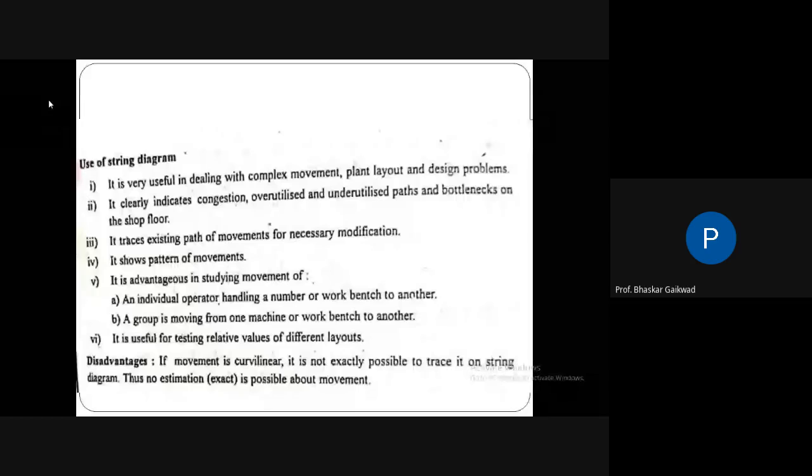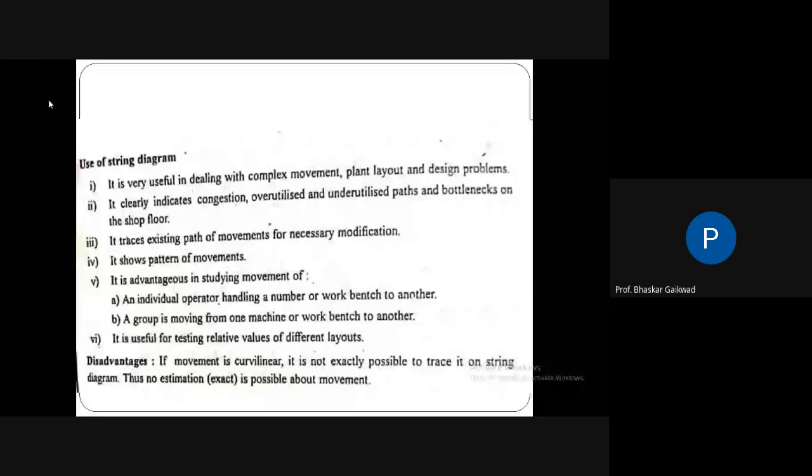It is advantageous in studying the movement of one individual operator handling a number of work benches. Individual operator study we can also do using this. A group moving from one machine or bench to others can also be studied.